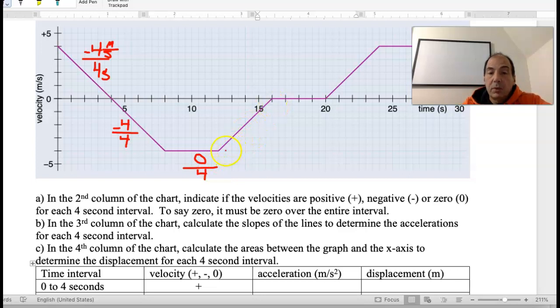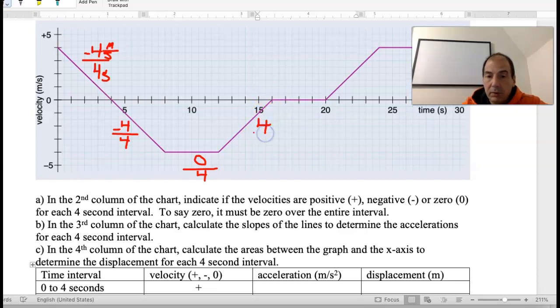Now this slope is going from -4 up to 0. So this is a positive slope. So we're going up by 4 meters per second in 4 seconds. Here we have another horizontal line. Okay, so I'm just going to put the 0 right on that one because that's a 0.